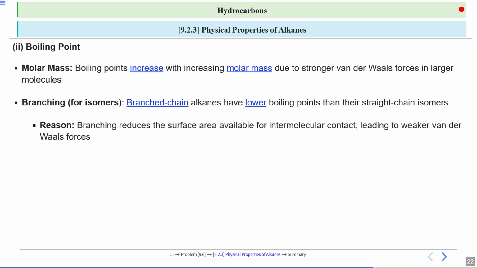To summarize this, the boiling point of alkanes is influenced by both molar mass and molecular structure. Larger molecules and straight chains generally have higher boiling points due to strong intermolecular forces like van der Waals forces.